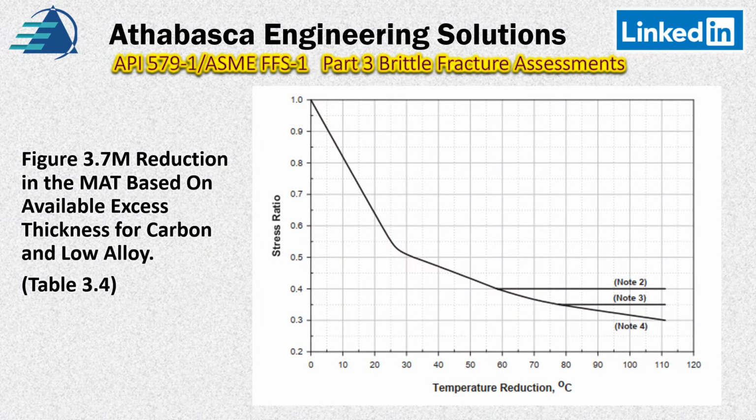Table 3.7, we've got to figure out which curve to use. And because the age of the vessel is 1958, we're pretty much stuck using the Note 2 design, which is shown there, and we're going to be using the 0.4 curve, but the rest of the curve is the same.